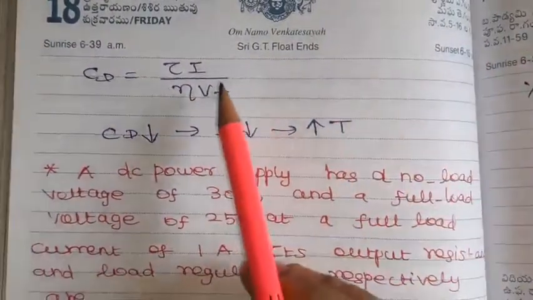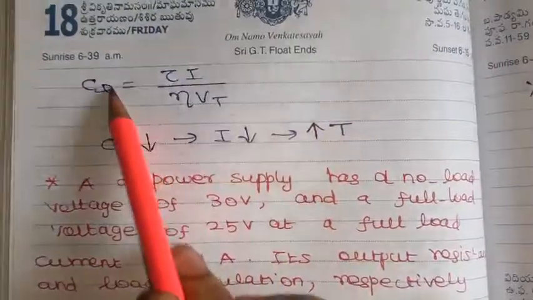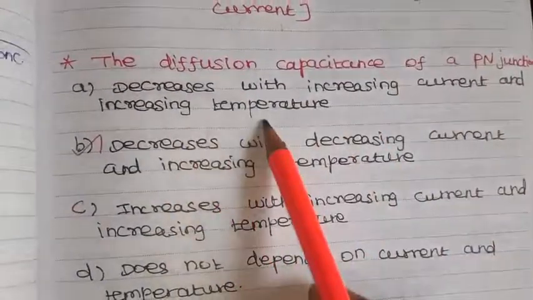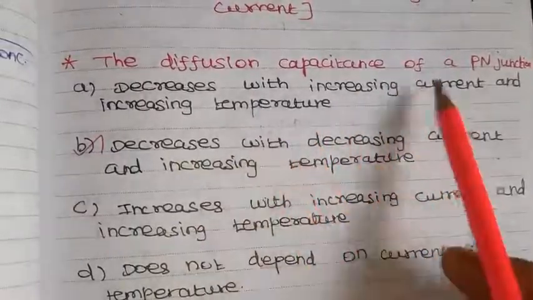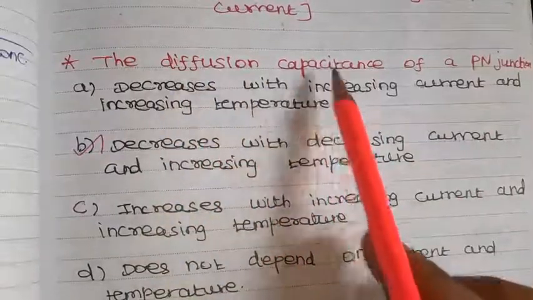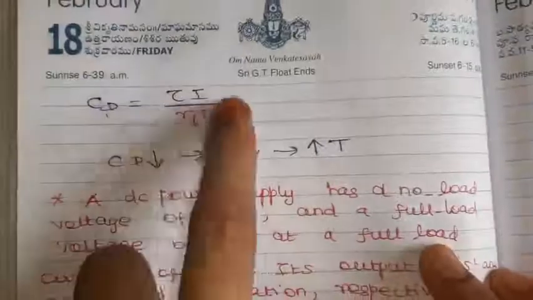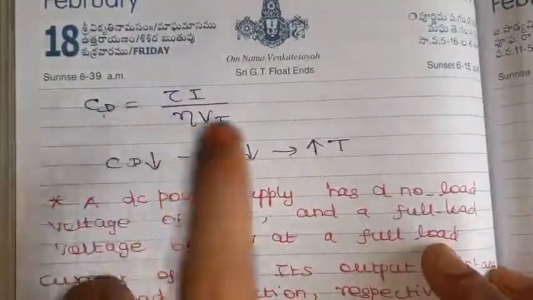So we know that this diffusion capacitance CD depends on current and temperature. We are going to see the relationship of diffusion capacitance with current and temperature.